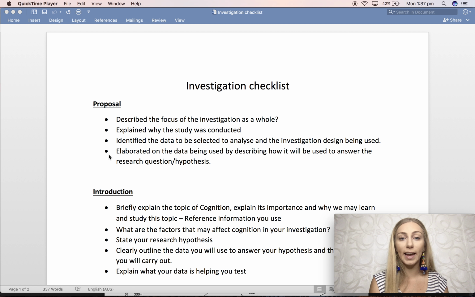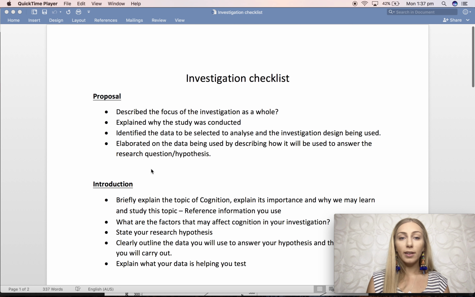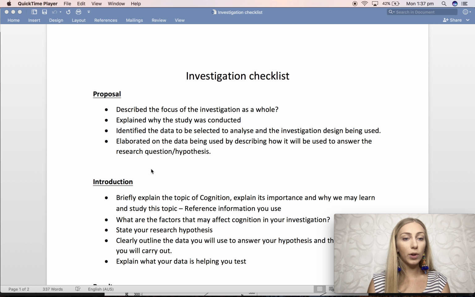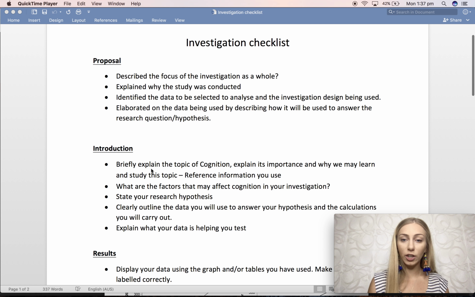So you need to explain again. You can't just state what data design you're using. Okay, and remembering to include your question and hypothesis there as well in your proposal. So once you've done your proposal, you are ready to move on to your introduction.